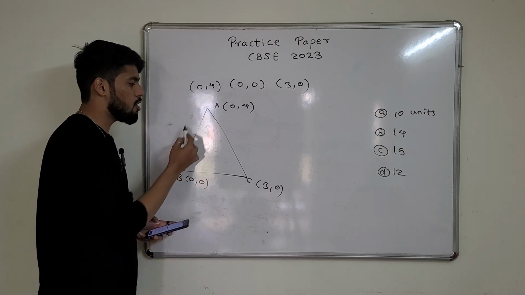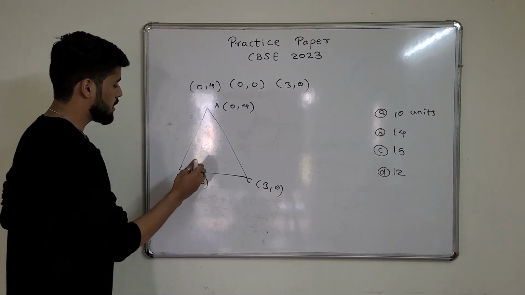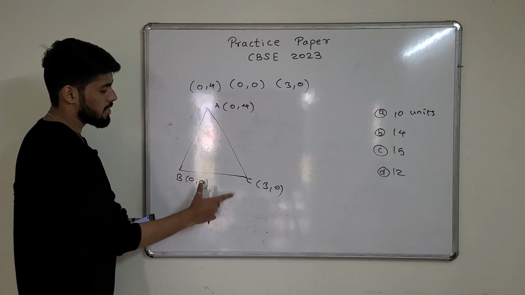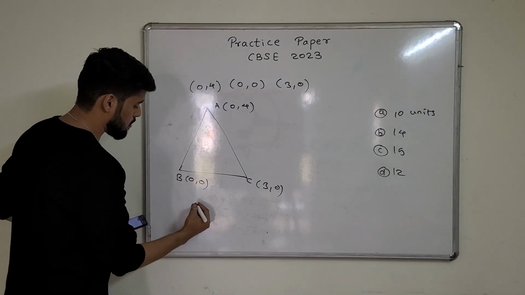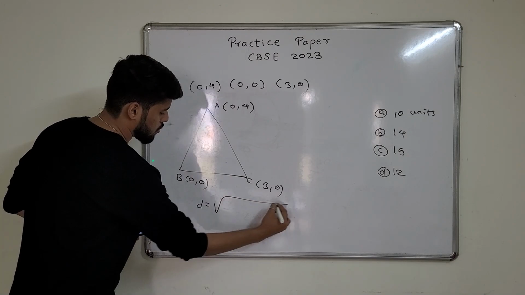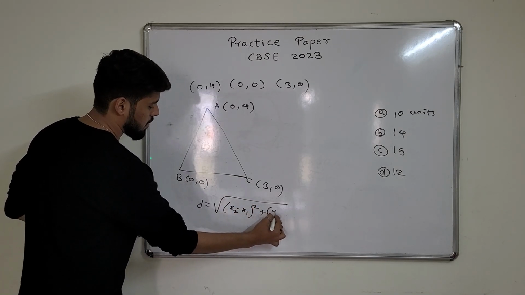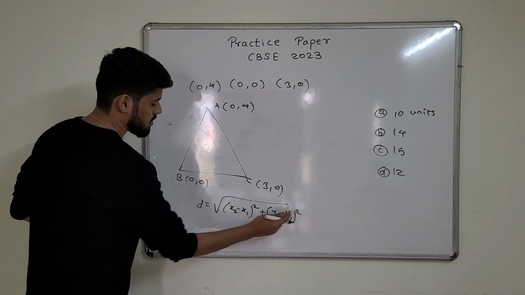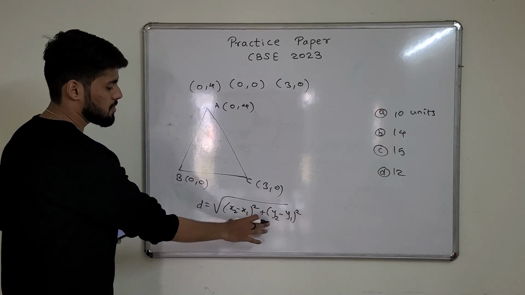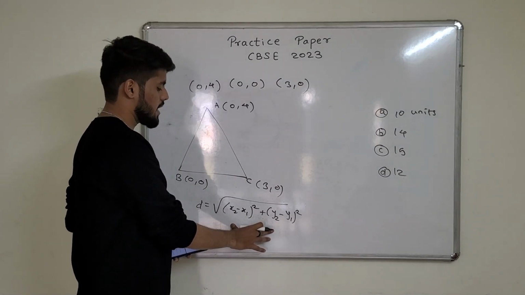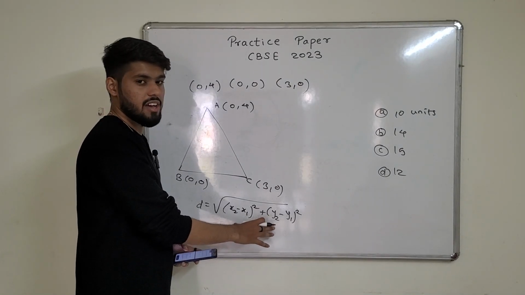So what is perimeter of triangle? Perimeter is nothing but sum of all sides. So we just need to find out the distance of each side by using the distance formula. The distance formula we know is under root (x2 minus x1) square plus (y2 minus y1) square. This is the distance formula. Just substitute the values of x1, x2 and y1, y2.